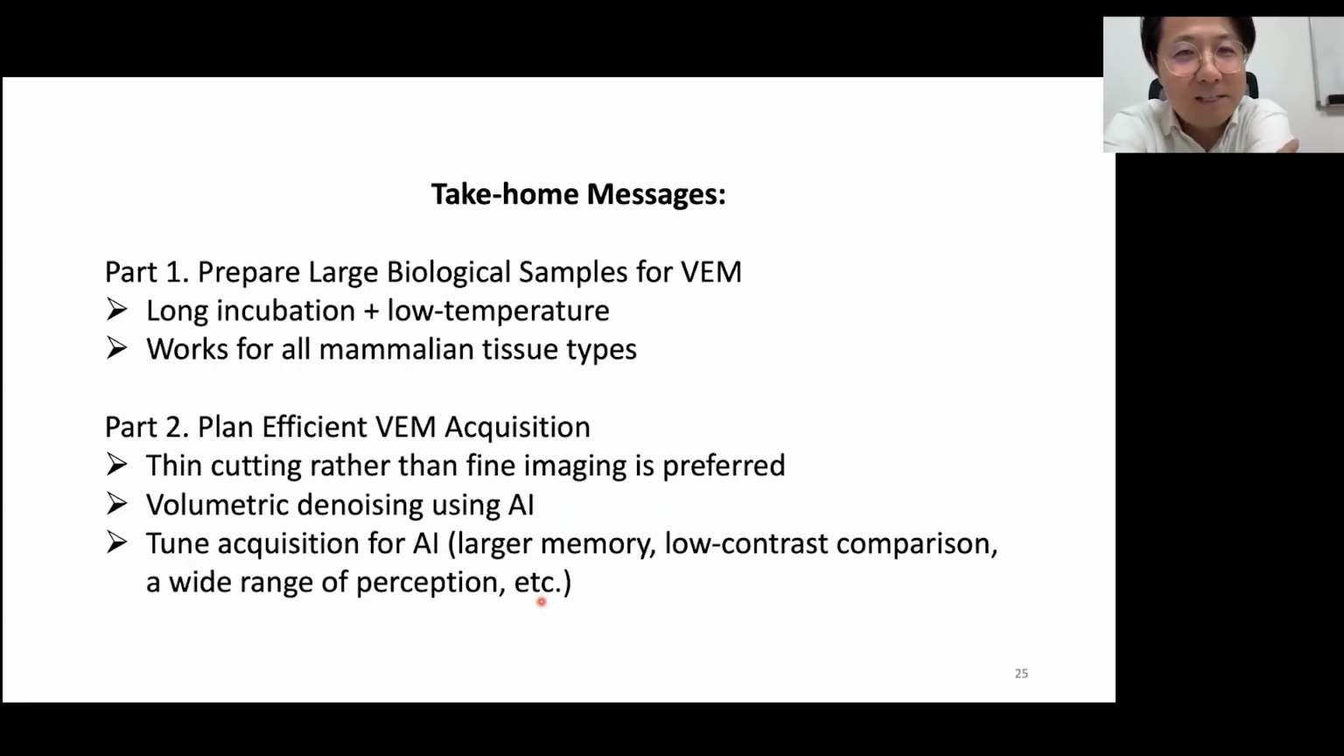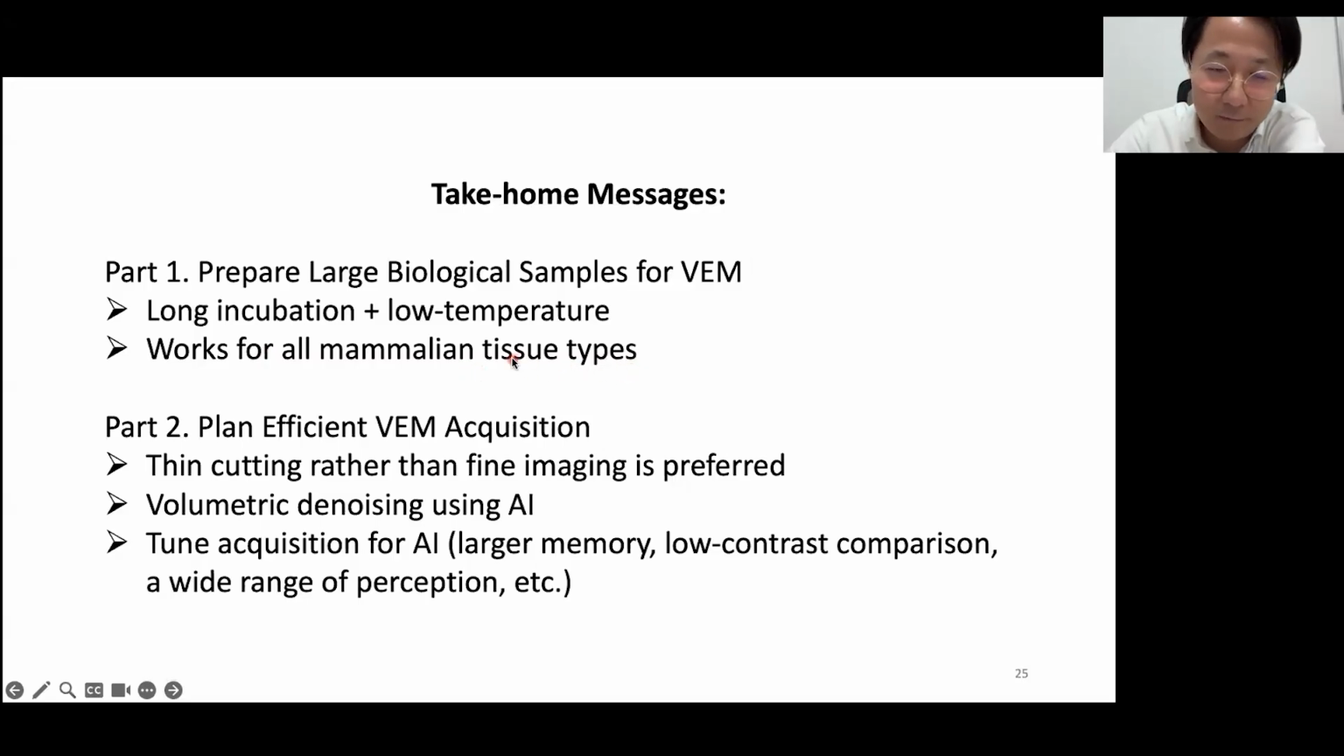Okay, that's more or less what I want to share with you today. Maybe some take-home messages. It's pretty long. So the first thing is preparing large biological samples for VEM. The long incubation plus low temperature solves everything, more or less up to 3 days, I would say, if you want to ask me for the detail. And it works for all mammalian tissue types. Maybe for insects and plants it's different, but for mammalian tissue types, this can be used in general.